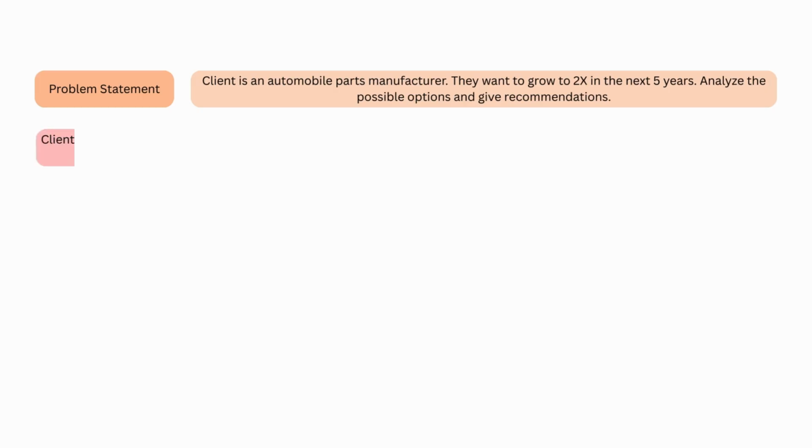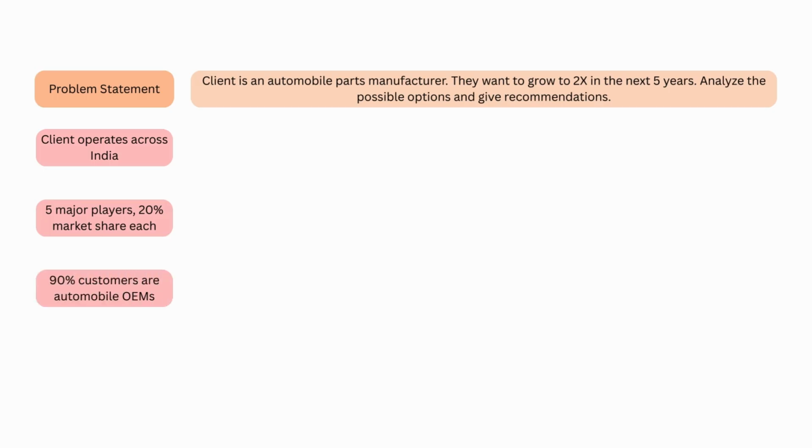The client operates across India. There are five major players, each with 20% market share, so it's a fragmented and competitive market. 90% of customers are automobile OEMs like Maruti, Tata, Hyundai, etc. Parts are sold through tenders, and if the client wins, they receive the contract for the entire life cycle of that car model. This tells us two things. It is a B2B business, and revenue is contract driven, not volume driven at retail level.